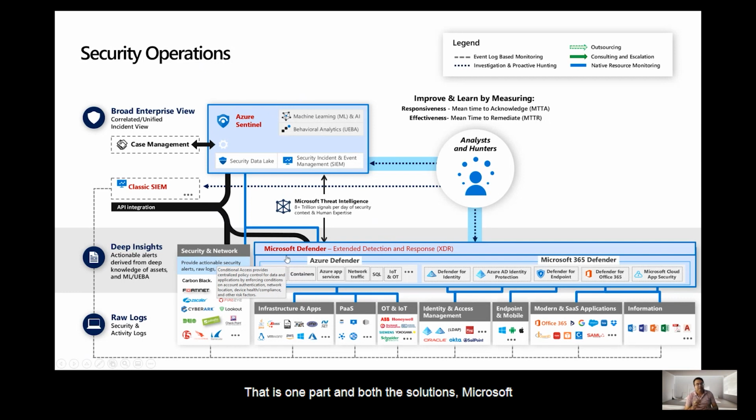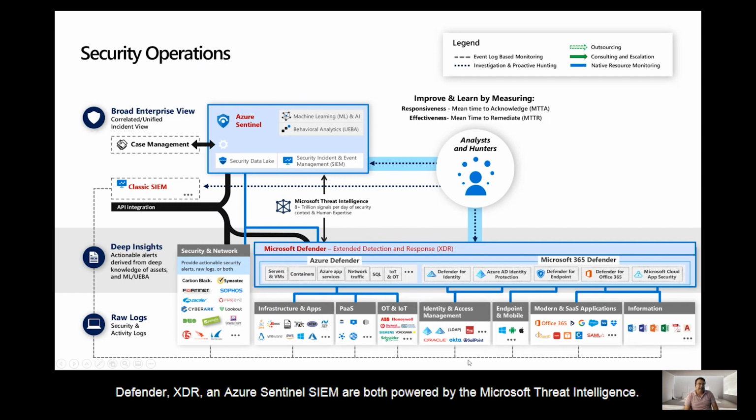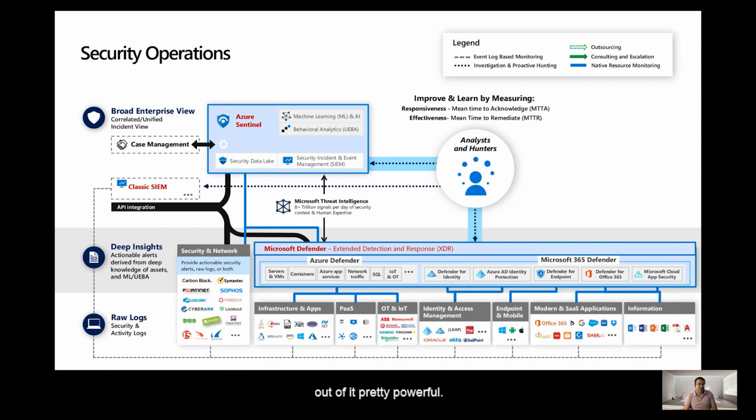That is one part. And both the solutions, Microsoft Defender XDR and Azure Sentinel SIEM, are powered by the Microsoft Threat Intelligence. We discussed the intelligent security graph, which processes 8+ trillion signals in a day. And definitely it makes these solutions and the insights which come out of them pretty powerful.